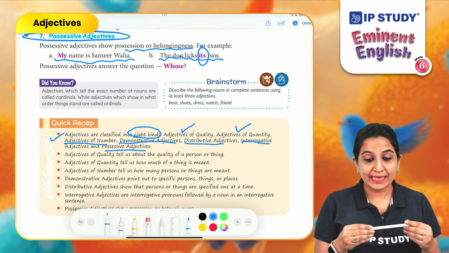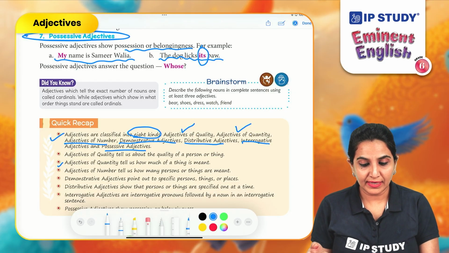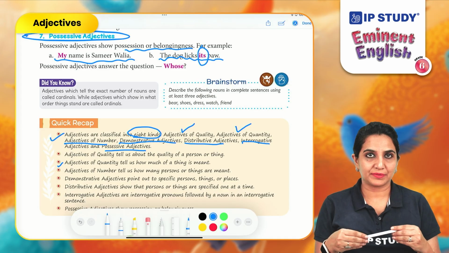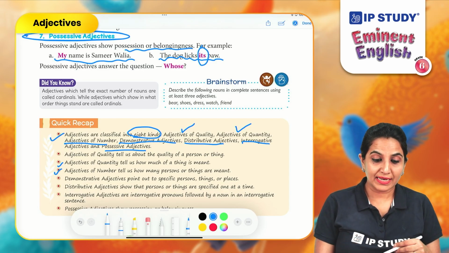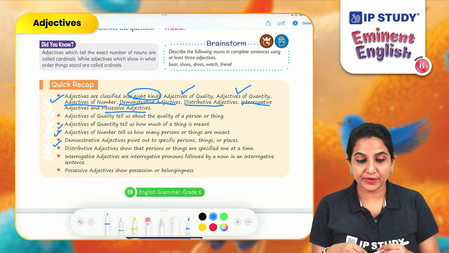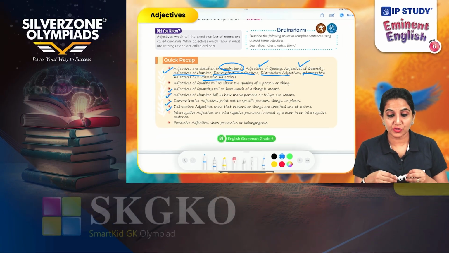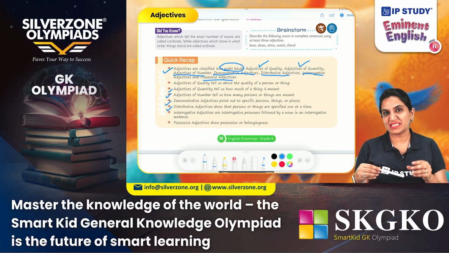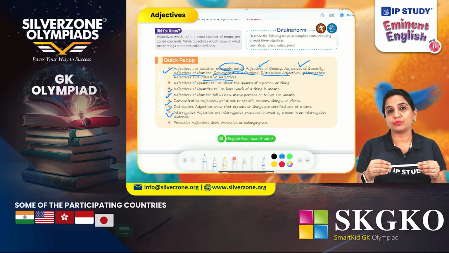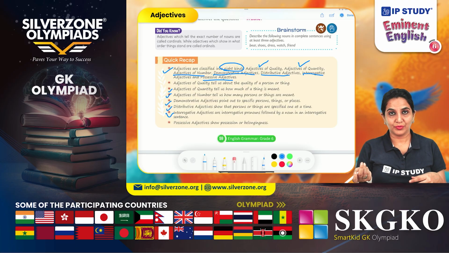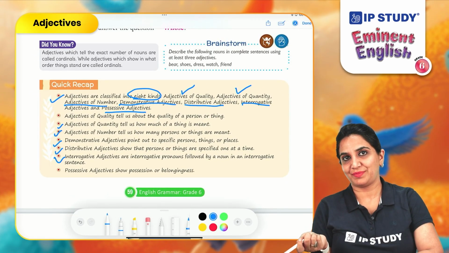Adjectives of quality tell us about the quality of a person or a thing. Adjectives of quantity tell us how much of a thing is meant. Adjectives of number tell us how many persons or things are meant. Demonstrative adjectives point out specific persons, things, or places. Distributive adjectives show that persons or things are specified one at a time. Interrogative adjectives are interrogative pronouns followed by a noun. Possessive adjectives show possession or belongingness to something.